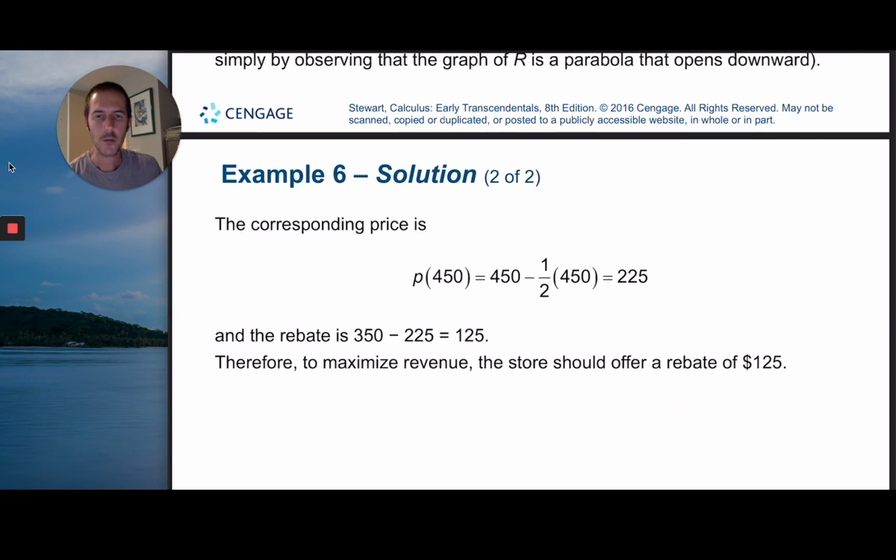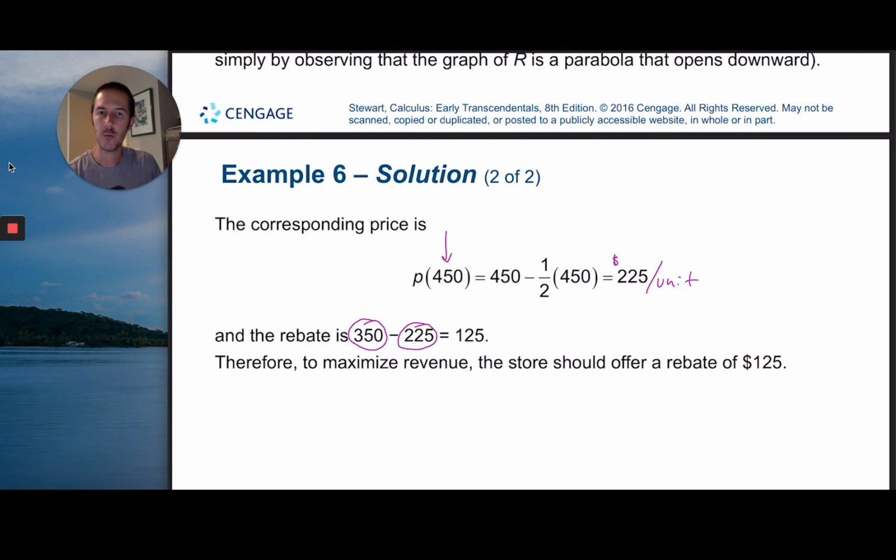The corresponding price equation is, so what is the price per unit when we sell 450 units? We can calculate that by taking the 450 units that we're going to sell, dropping it into the price per unit function, and we get out $225 per unit, which, units are TVs, so $225 per TV. Remember that the original price per TV was $350. The recommended new price per unit in order to maximize revenue is $225.